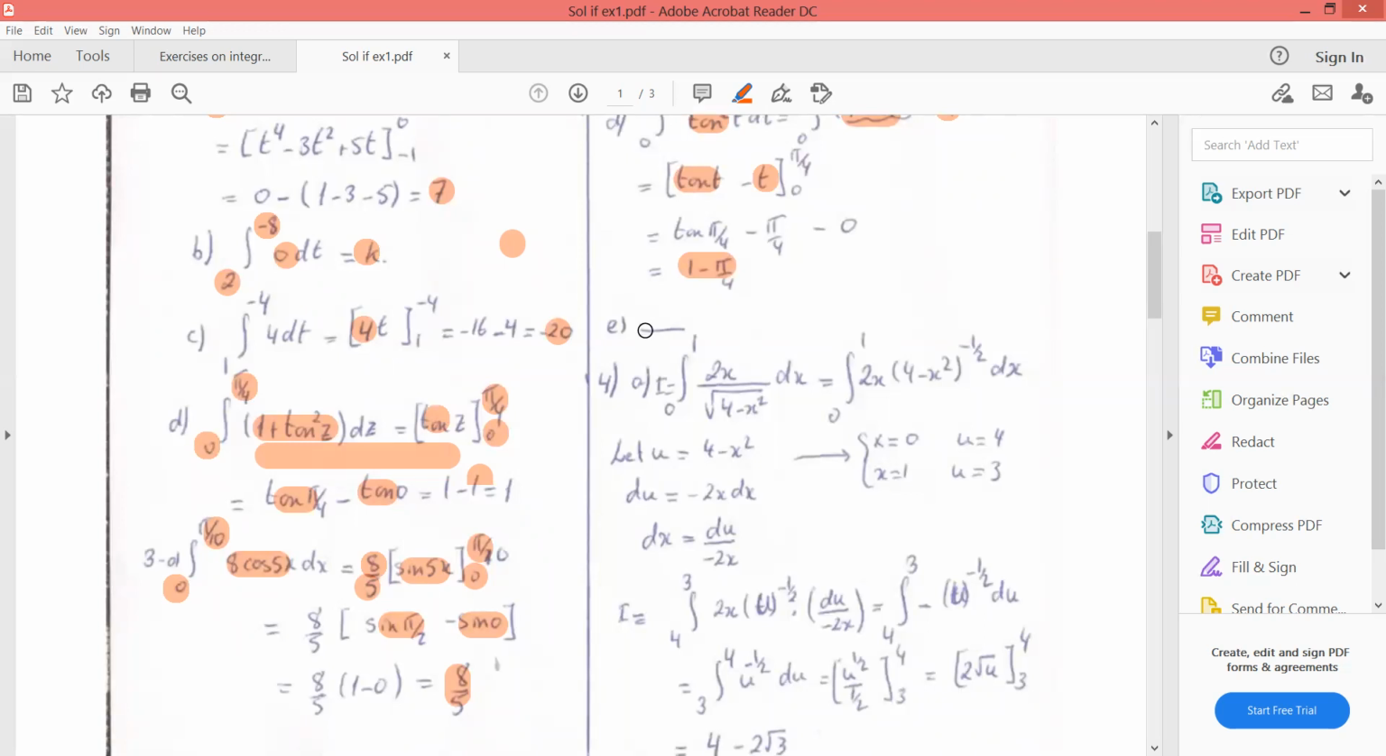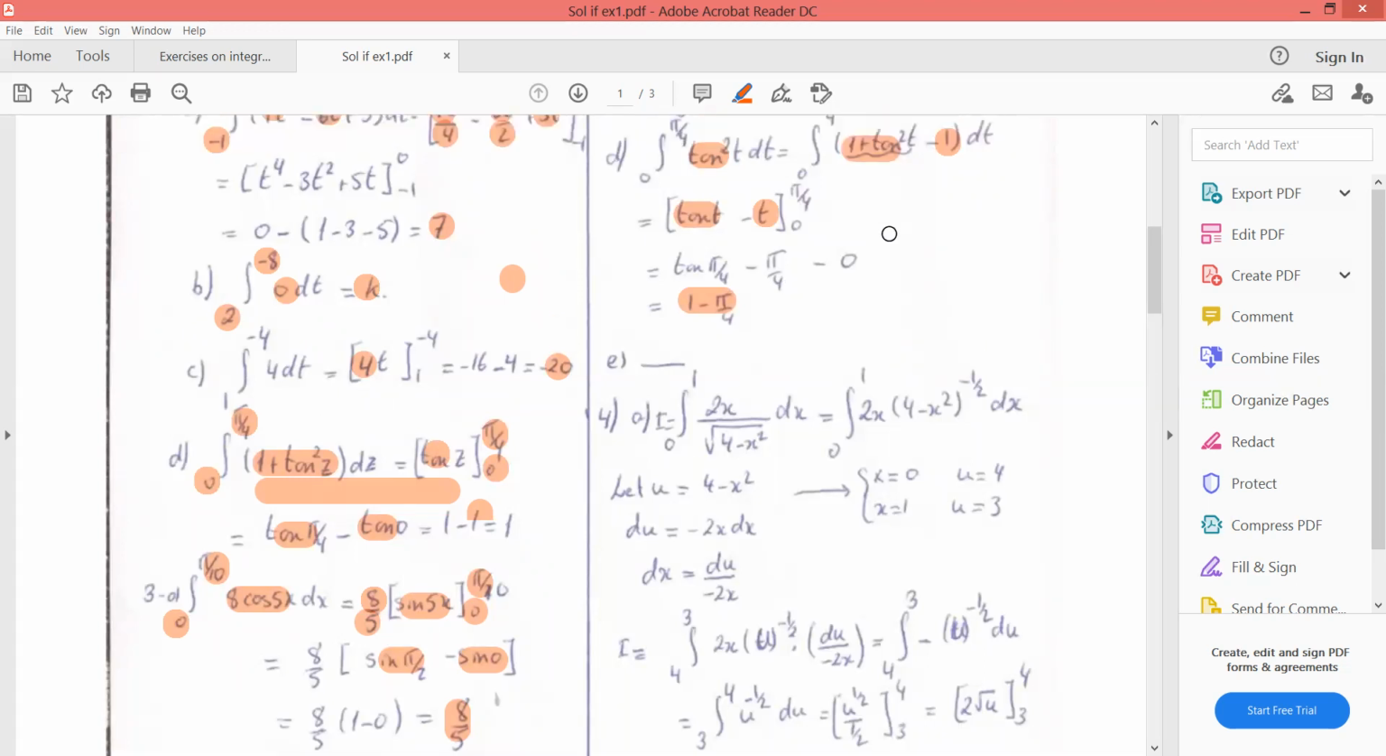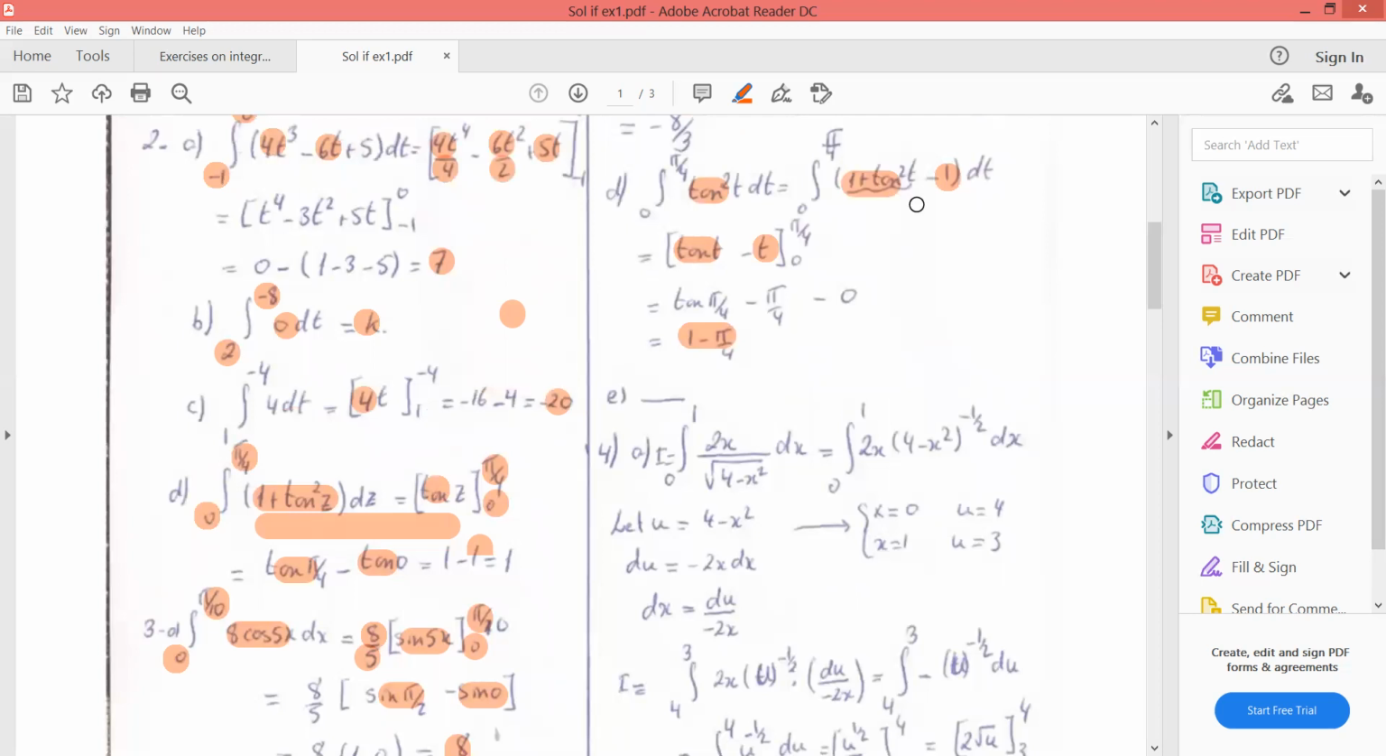Why did we do minus 1? Plus 1 so that it becomes tangent, but plus 1 alone you can't just put. If you have 5 apples you can't say you have 6 apples. You can say you have 5 plus 1 minus 1. We add 1 to get the rule 1 plus tangent squared, so we add 1 and subtract 1, as if we're adding 0.